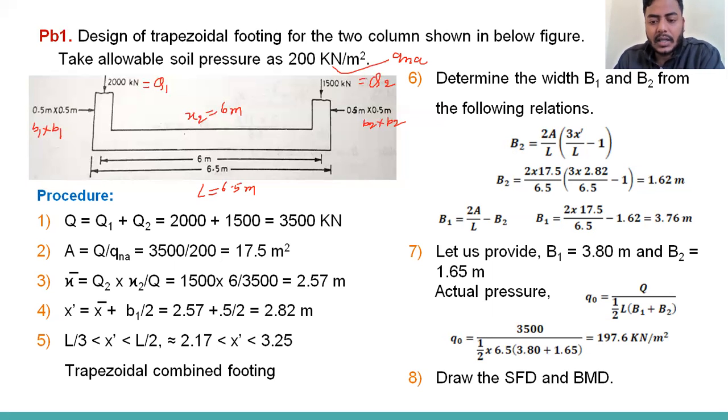Now we can draw the shear force diagram and bending moment diagram. To draw them, first we will draw a line diagram. In this line diagram, we will show the pressure distribution. Once we have the pressure distribution and loads, their dimensions, and their location distances, then we can go for drawing the shear force diagram.